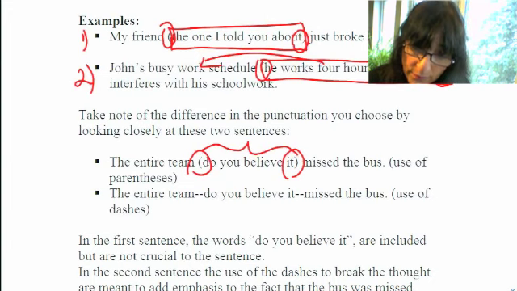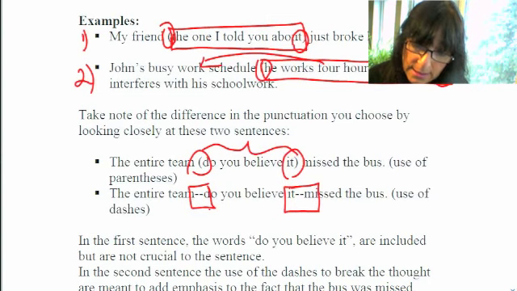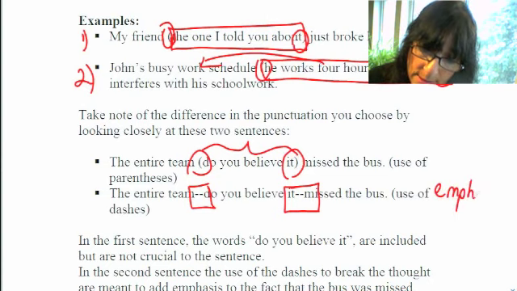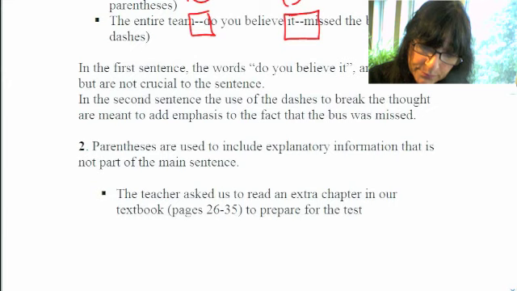But in the second one, the entire team, do you believe it, missed the bus. Here you're using the dashes instead of the parentheses. In this second sentence, this break in thought with the dash is used for emphasis. You are emphasizing the fact that there are some consequences because the team missed the bus. So it really does and can change the sense of what you're trying to say in your sentence.